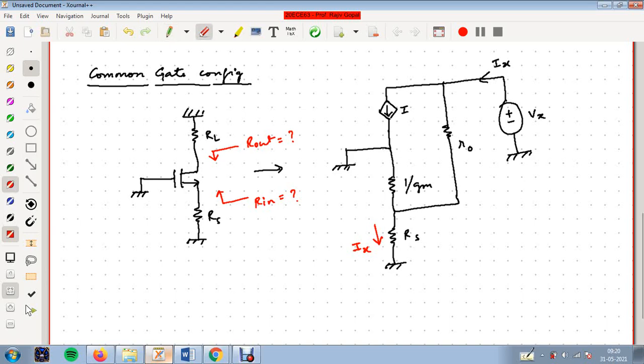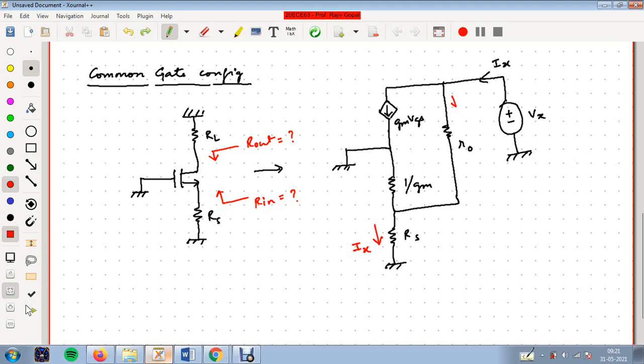Here you have, which is I. That is no longer I. It is actually Gm into Vgs. So this current is Gm into Vgs. Then what will be this current? That is what we'll find out now. So if this current is Gm into Vgs, this current will be Ix.